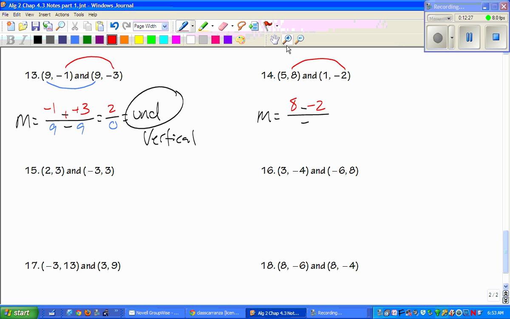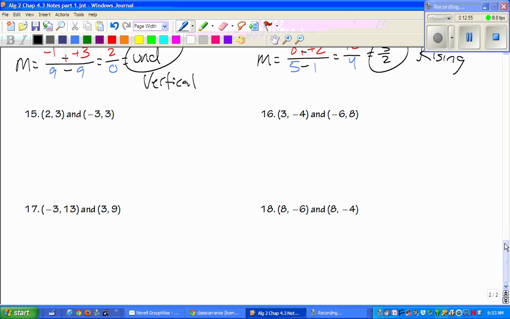Okay. 8 and negative 2. 5 and 1. 8 minus negative 2 is 10. 5 minus 1 is 4. What's that reduced to, guys? Okay, you should get 5 over 2. And this is rising because it's a positive slope. All right.